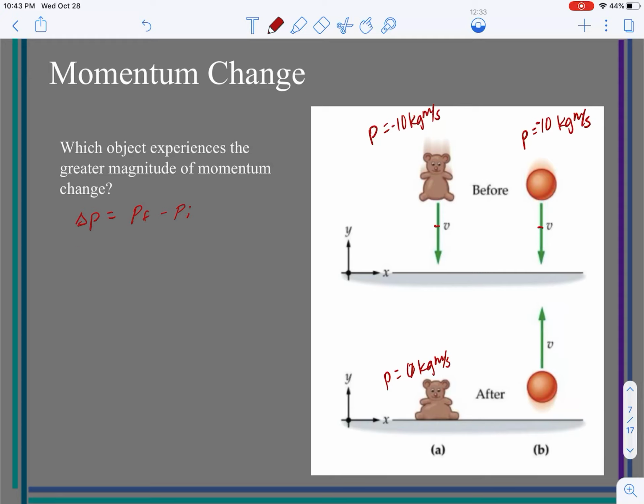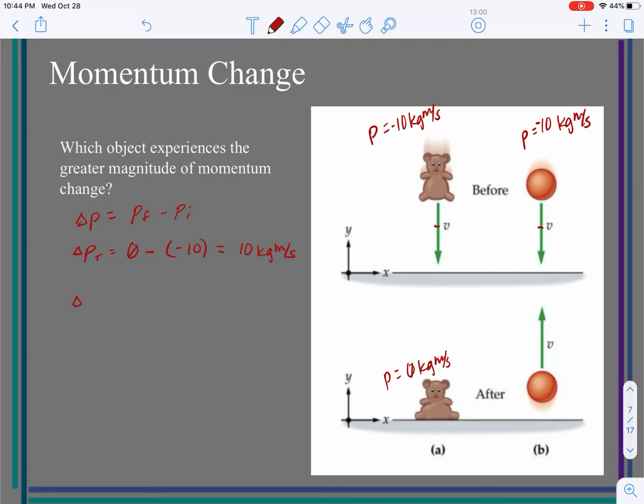So when we go to do our math, we would say our change in momentum, specifically for our teddy bear, is going to be final momentum minus my initial momentum. So in this case, I have 0 minus a negative 10. So my teddy bear experienced a change in momentum of 10 kilogram meters per second.